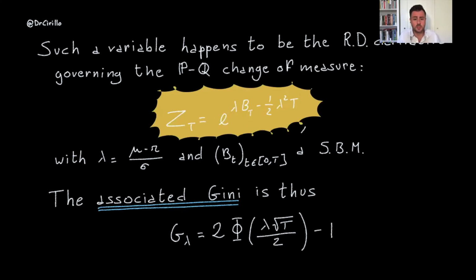And the Radon-Nikodym derivative that we consider is our Z. So Z_T, which is equal to the exponential of lambda B_T minus 1/2 lambda squared T, where lambda is the Sharpe ratio. And our B is our standard Brownian motion under the physical measure. Now, an interesting thing that we can observe is that once we specify the C term, that for us is, again, the Sharpe ratio that we quickly call lambda, and we multiply that by the square root of T, the Gini index becomes what you see on your screen.